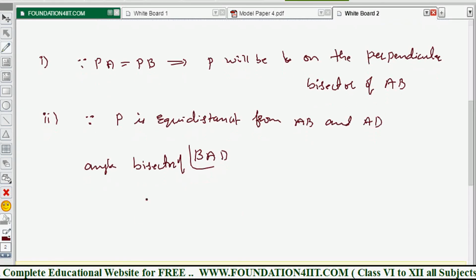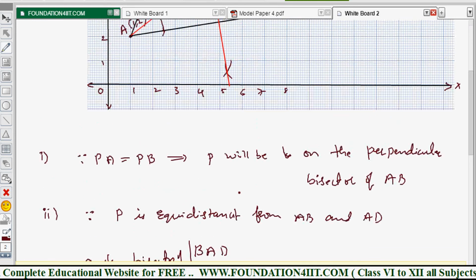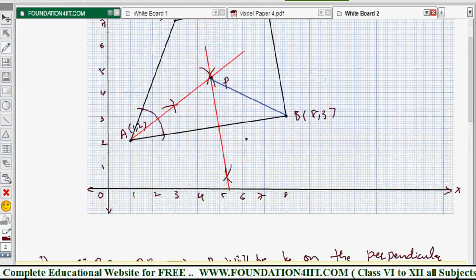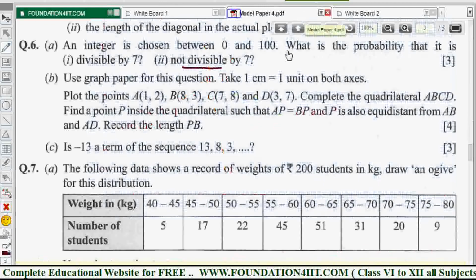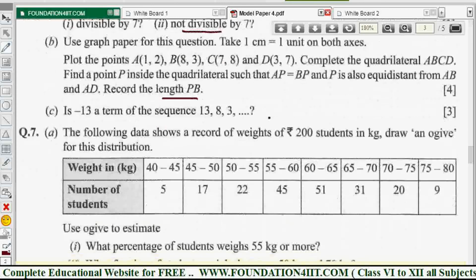Then using the scale, we'll get PB as approximately 4.2 centimeters. So the distance from P to B, that line segment distance, is 4.2 you'll get, if you use the scale accurately. Okay, this way you can construct this and record the length. So no need of a distance formula, just use the scale and you can find out the length.